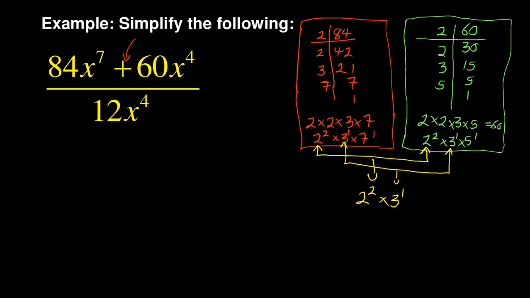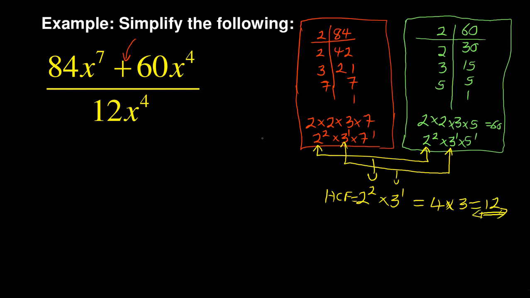Now there is no 7 on the other side and there is no 5. So the 7 and the 5 are not repeating, which means this is my highest common factor. Now the highest common factor being 2 squared times 3. Now 2 times 2 is 4 times 3. Now what is 4 times 3? It is 12. You see that?